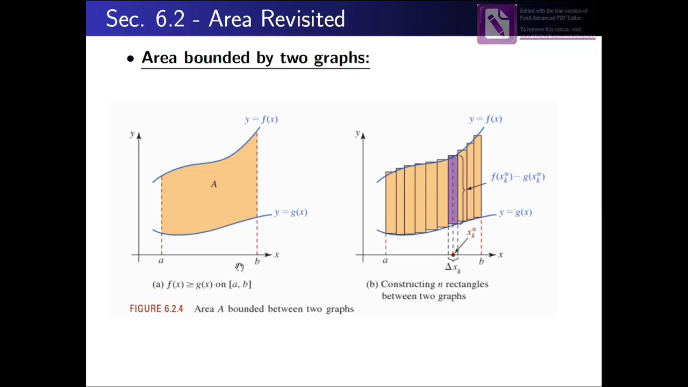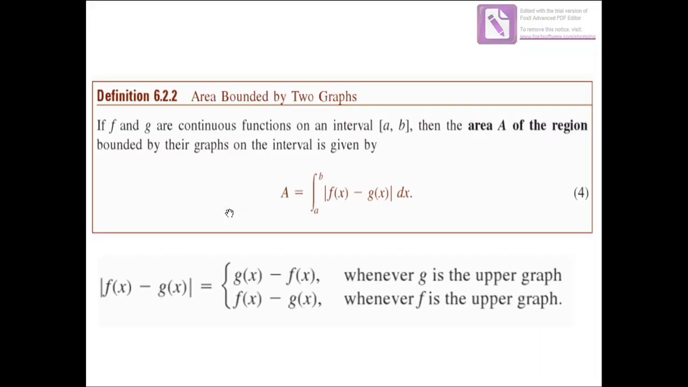Now, if we want the area between f of x and g of x, we will take the area of f of x to the x-axis minus the area between g of x and the x-axis, and we will get this part. So for this we have in definition 6.2 the area bounded between two graphs.